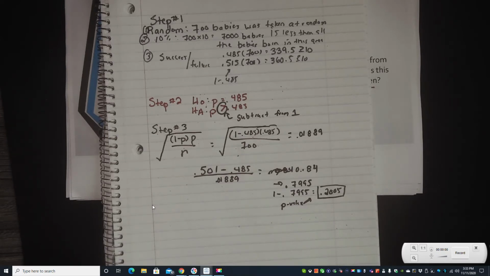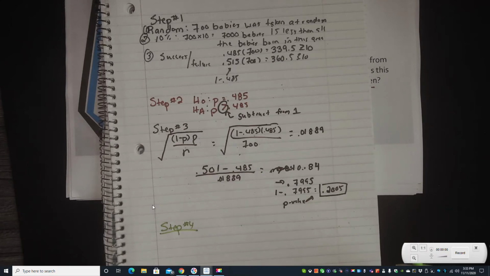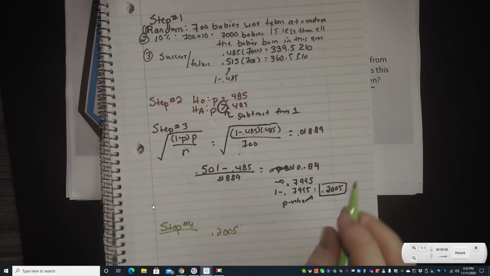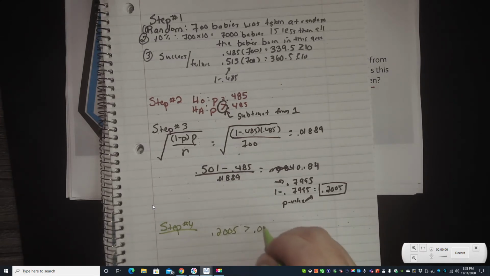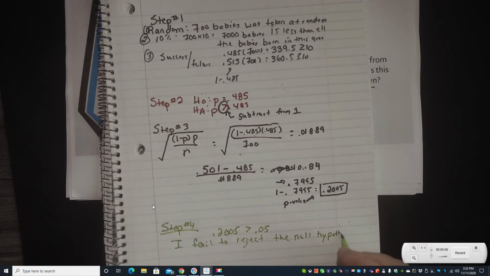Finally, for step number 4, 0.2005 is greater than 0.05. So we, or rather I, fail to reject the null hypothesis.